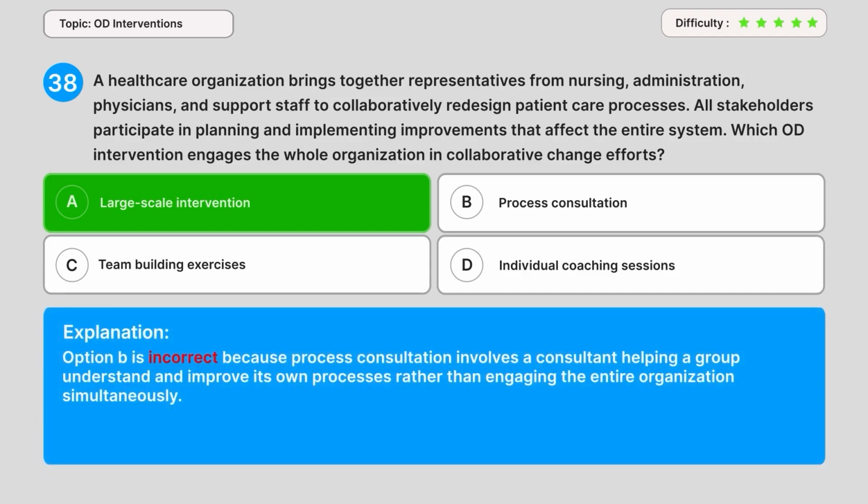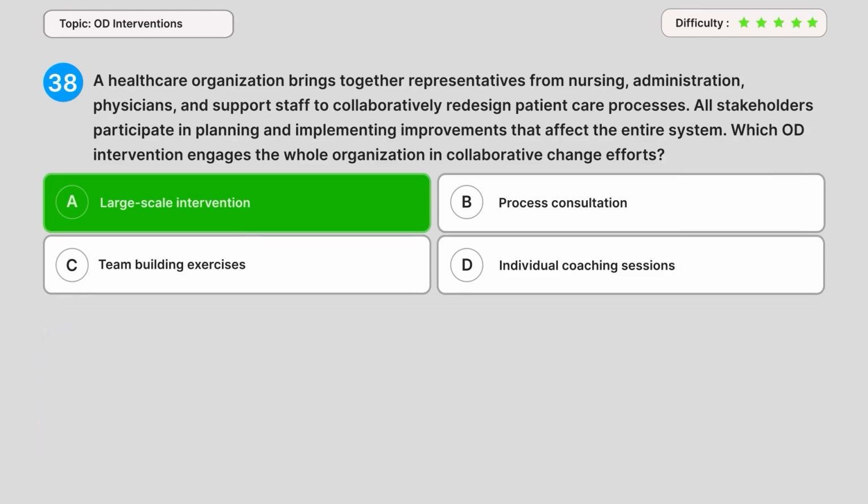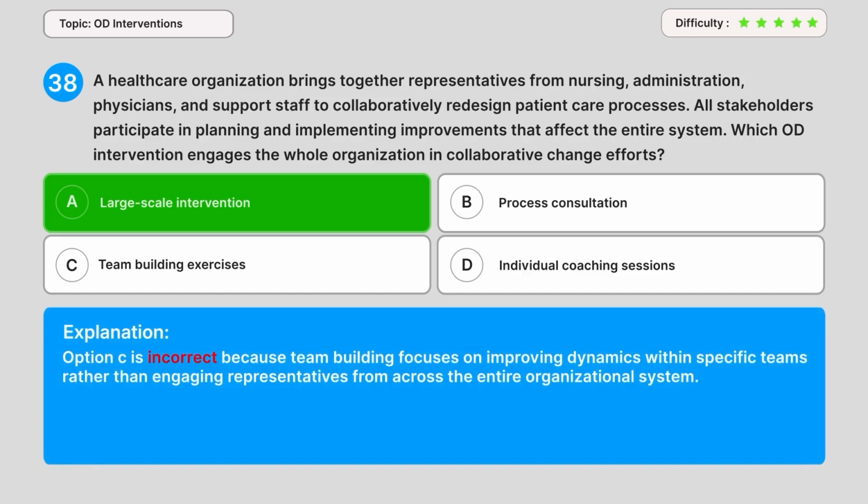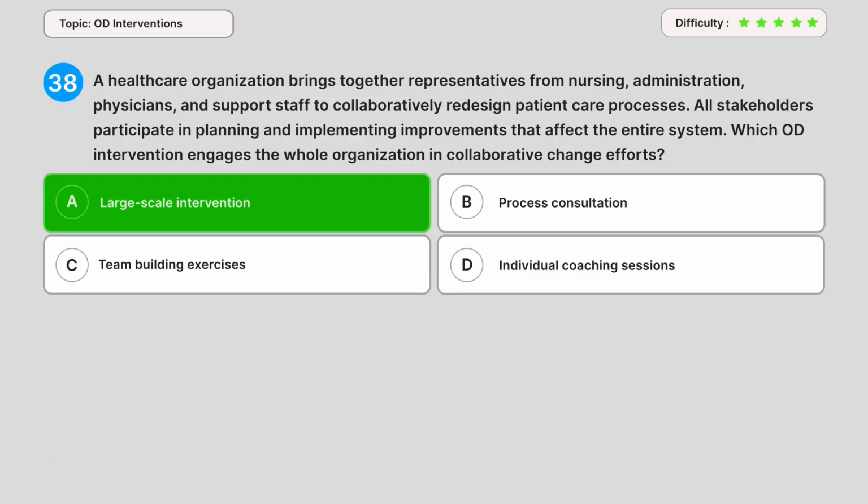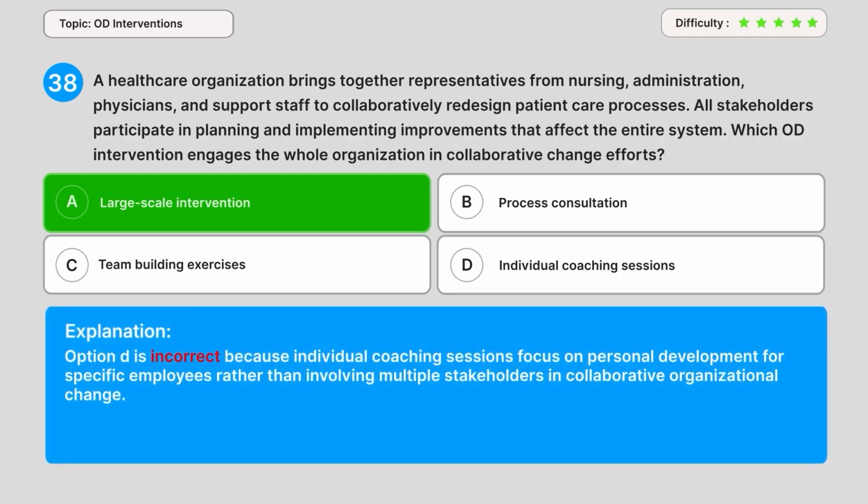Option B is incorrect because process consultation involves a consultant helping a group understand and improve its own processes rather than engaging the entire organisation simultaneously. Option C is incorrect because team building focuses on improving dynamics within specific teams rather than engaging representatives from across the entire organisational system. Option D is incorrect because individual coaching sessions focus on personal development for specific employees rather than involving multiple stakeholders in collaborative organisational change.